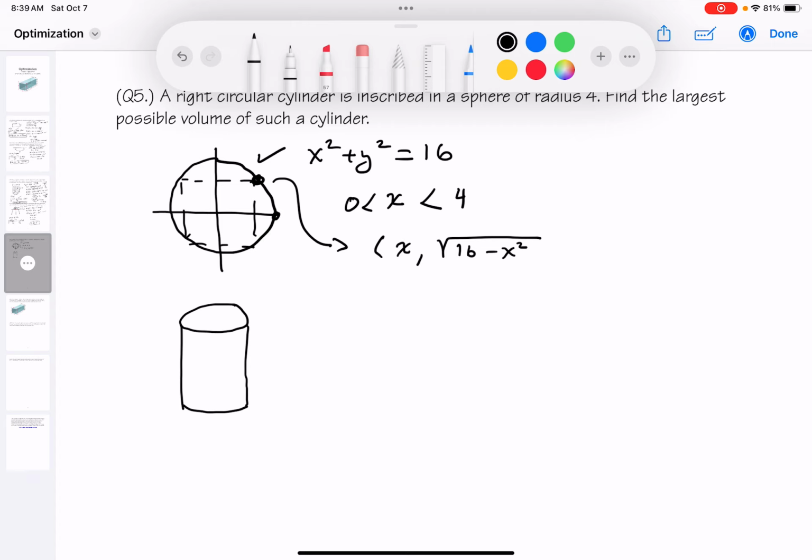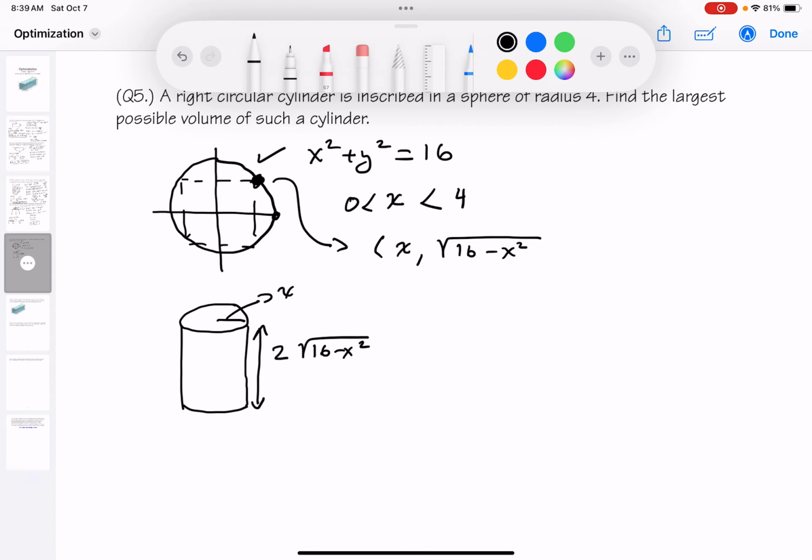And again, I'm looking at this to visualize it. This would just be the x dimension over here. What's the height of this thing? Well, it's twice the y coordinate. What's the y coordinate going to be? 2 times the root of 16 minus x squared.